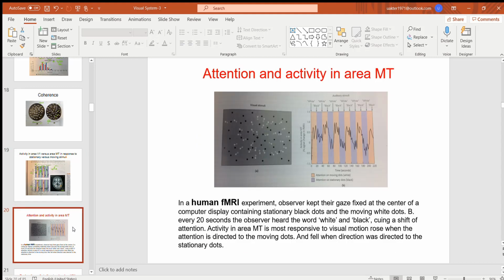Now this is another interesting experiment on MT. You see on the screen two sets of dots, black dots and white dots. Black dots are stationary and white dots are motion dots. Okay, and you record, this is a human recording from the human brain, an fMRI experiment, and the experimental design is pretty simple. Each set of dots will appear at a time.